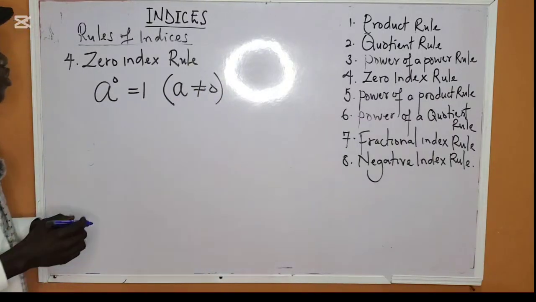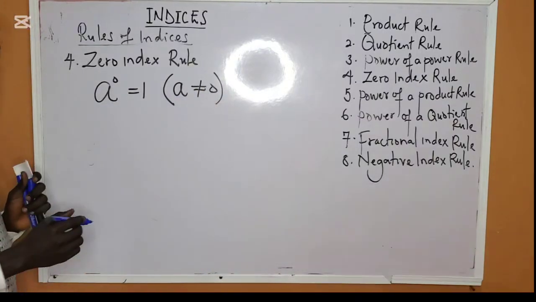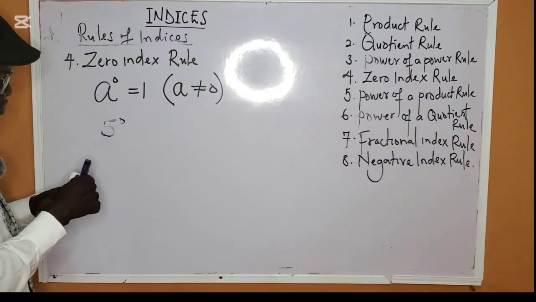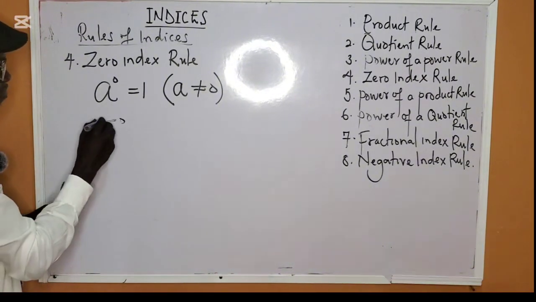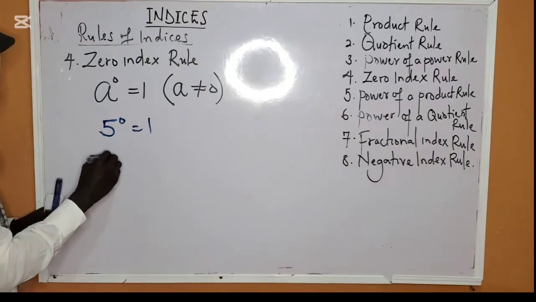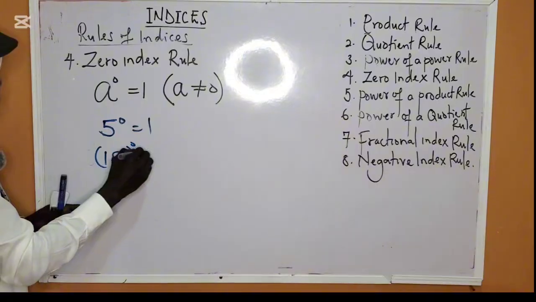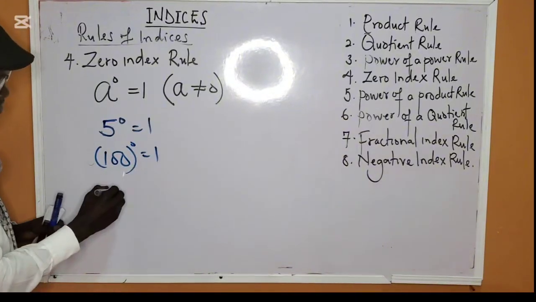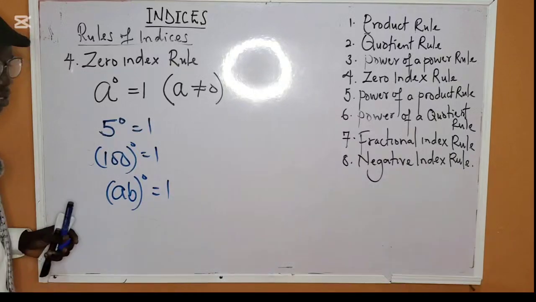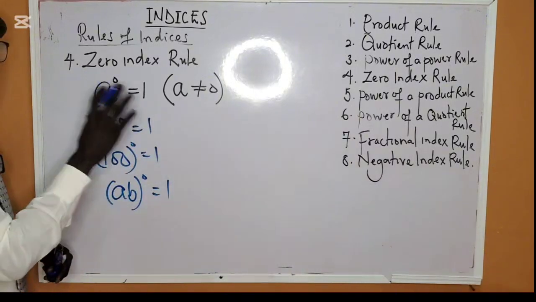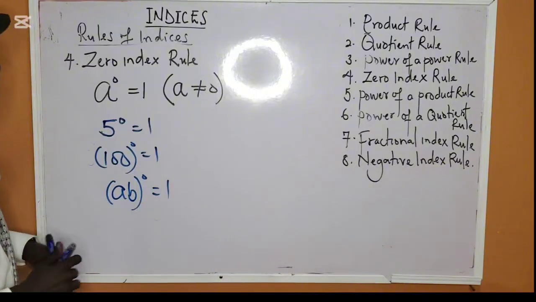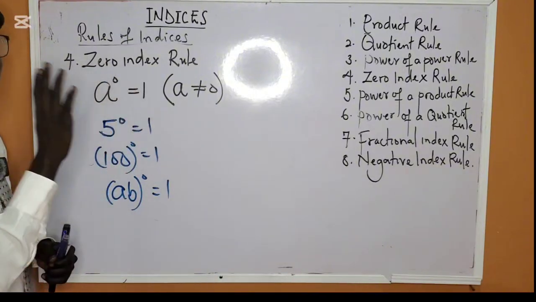Are you with me? Good. So this is as simple as ABC. An example is 5 raised to the power of 0. If I have 5 raised to the power of 0, that will give me 1. Even if I have 100 raised to the power of 0, it still gives me 1. If I have ab, all raised to the power of 0, the answer is 1. So as far as it is a non-zero number, it is equal to 1. That is for the zero index rule.